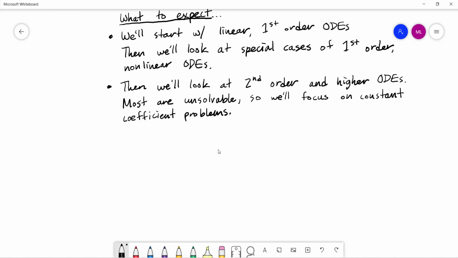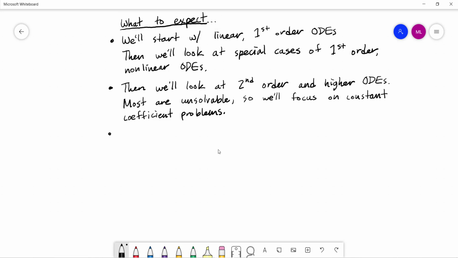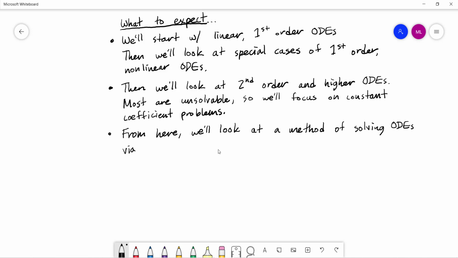From there, we're going to do a mishmash of various things. We're going to look at a method of solving differential equations, of solving ODEs, via something called a Laplace transform. And we'll talk about integral transforms in general, but the idea is this is going to allow us to actually solve types of problems that we couldn't solve up here.